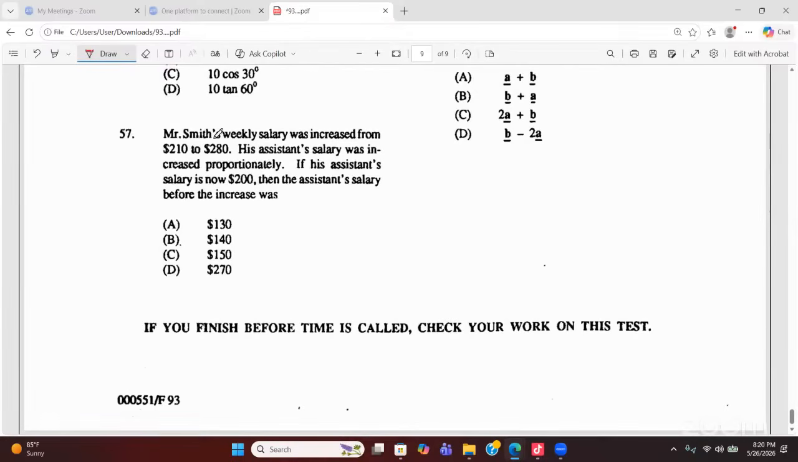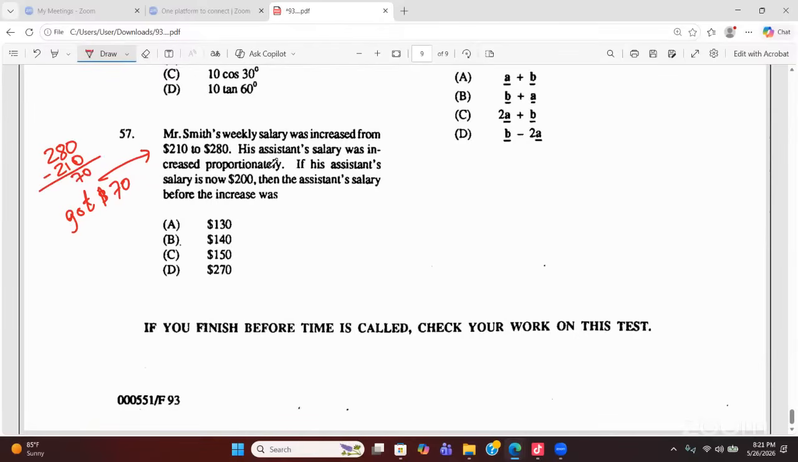It says, Mr. Smith's weekly salary increased from 210 to 280. All right. So everybody can see he got $70 more. That's what he got, he got 70. Because as you could see, if you take the 280 and you subtract the 210, you definitely could see it increased by 70.